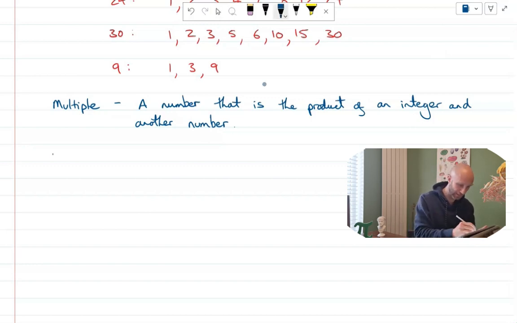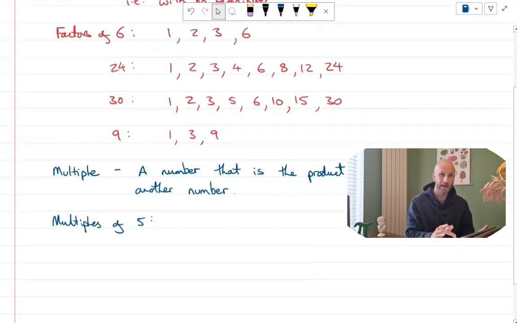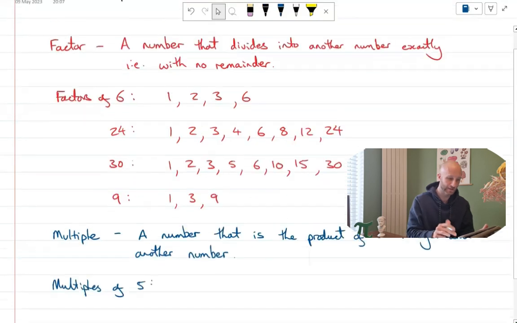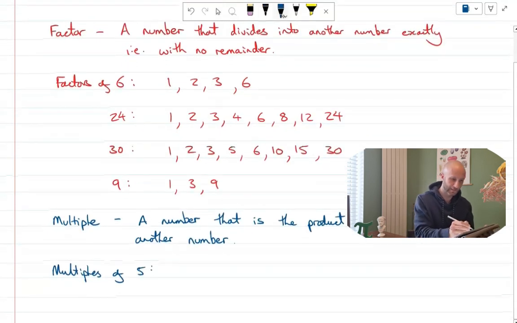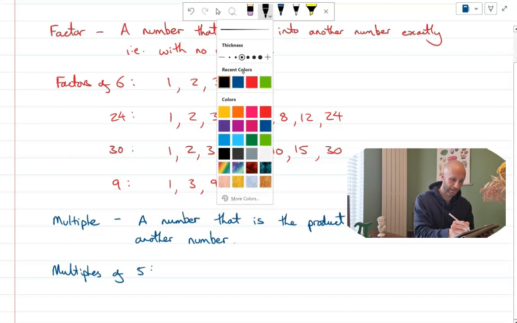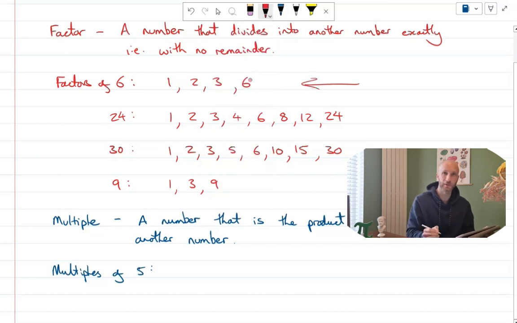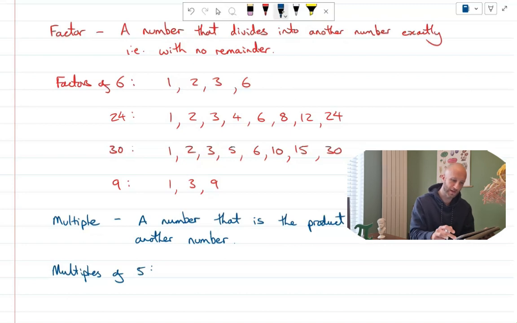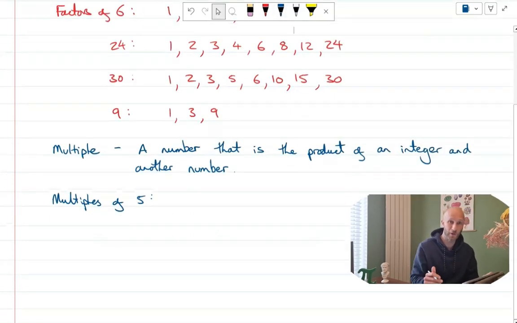So let's look at multiples of, it doesn't matter what number we pick, multiples of 5. Factors are finite. That means that we can count them. There's a set number of factors. 6, as you can see here, has a finite number of factors: 1, 2, 3, and 6. That's it. There are no more, it stops. Whereas multiples can carry on forever. There are an infinite number of multiples.